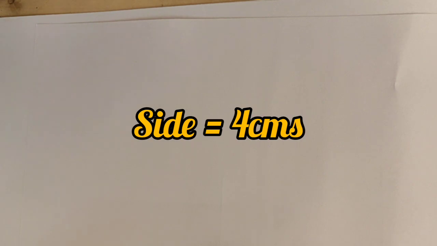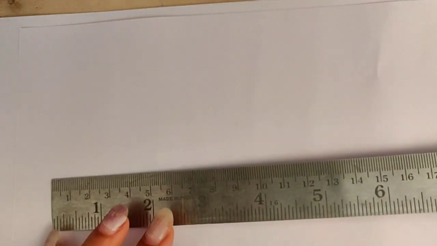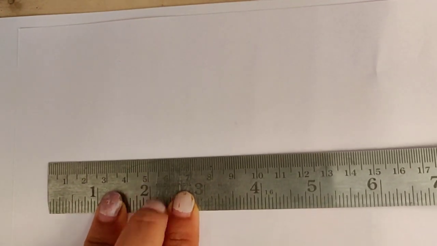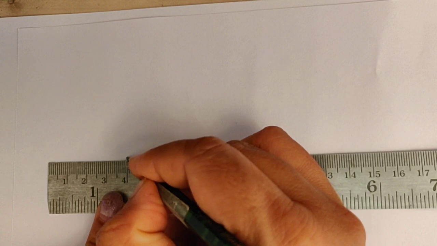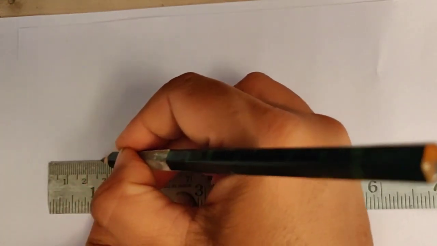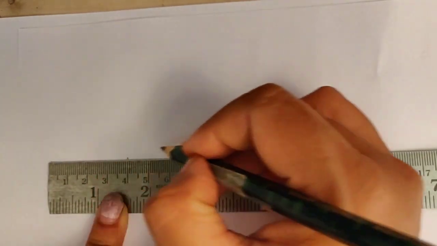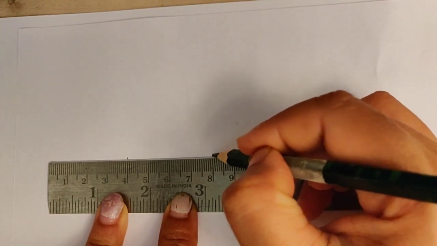Construction of squares. There are two types of square construction given in the book. The first one is where the side is given. Side of the square is given 4 centimeter long, which I am going to explain to you quickly. Just draw a 4 centimeter line which you need to extend. So this is the 4 centimeter line which I have extended.